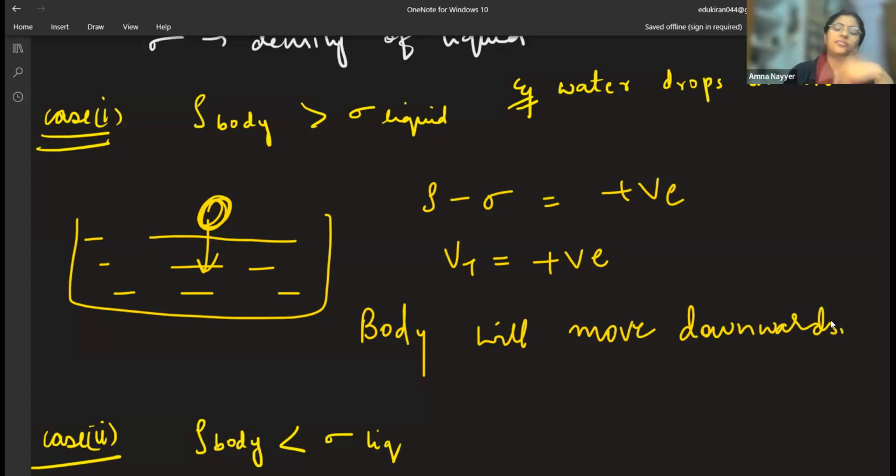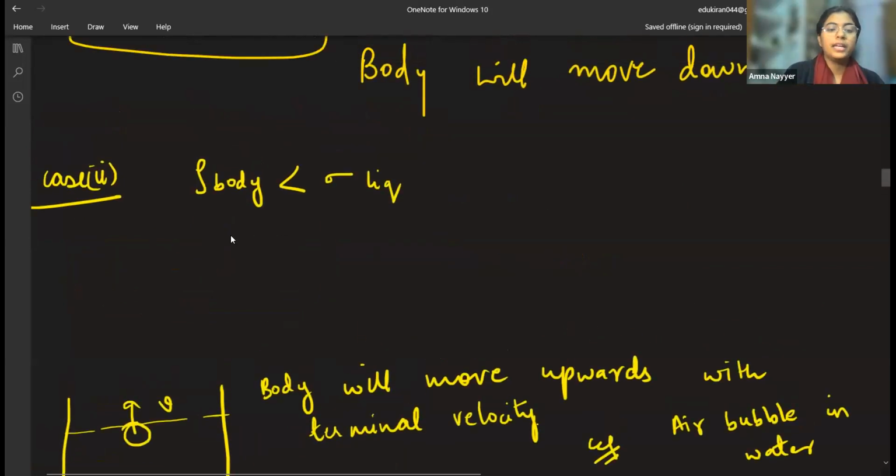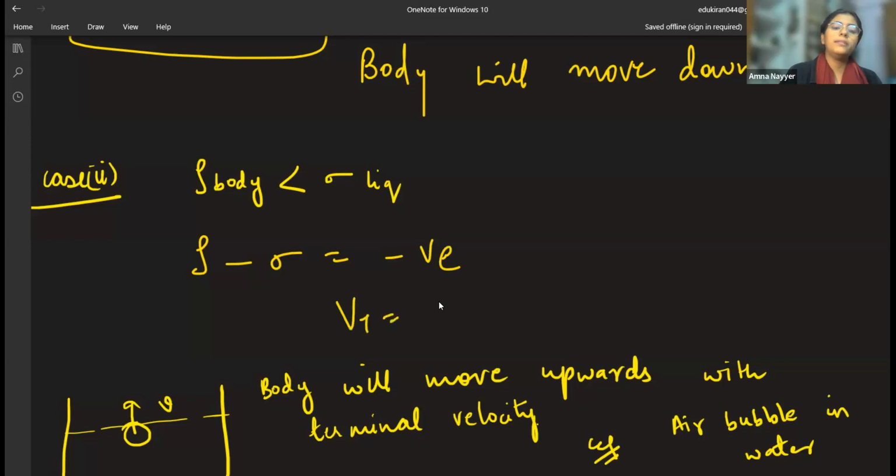If vice versa occurs, suppose the density of the liquid is greater. Here what will happen? Rho minus sigma will be negative because the second number is greater, first number is lesser. It's like 1 minus 3. So this will be negative, so terminal velocity will also be negative.